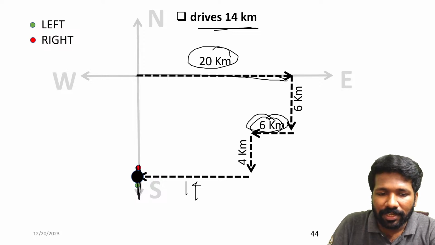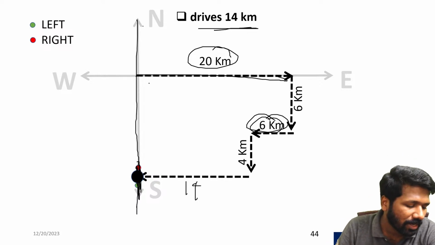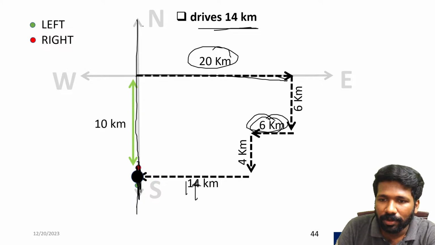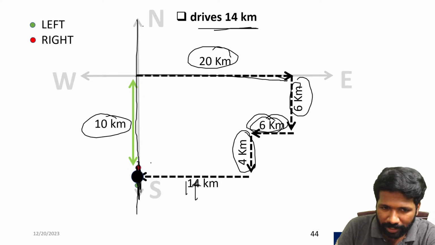Same way he will reach the same vertical line itself. Initial vertical line, same vertical line itself he will reach. And finally the question is asking how much distance he is from the starting point. Look at this, 6 km, this 4 km. 6 plus 4 it will be 10 km.